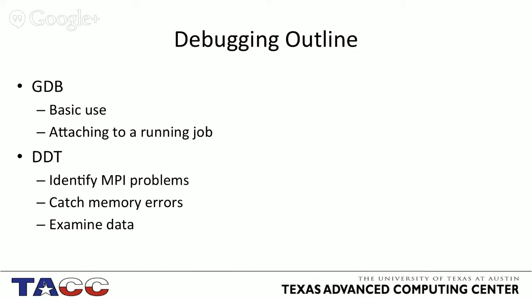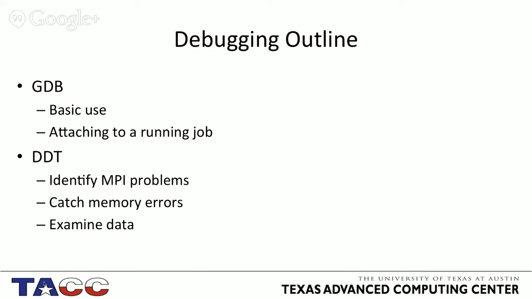Okay, so what can you do with these tools? GDB is sort of the backbone of debugging. DDT sits on top of GDB to do most of its debugging. But since DDT has a much richer interface, in general, for heavy debugging tasks, I'll use DDT and save GDB for quick and dirty operations.